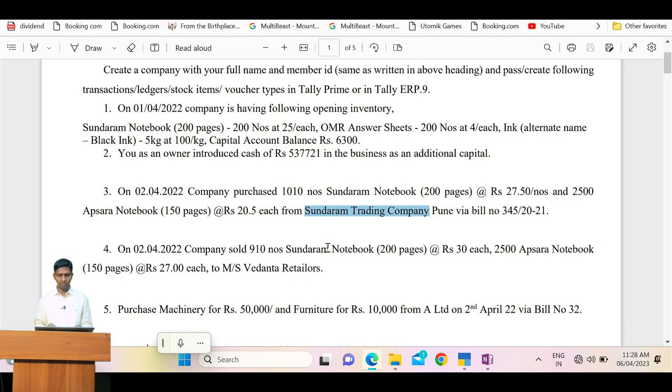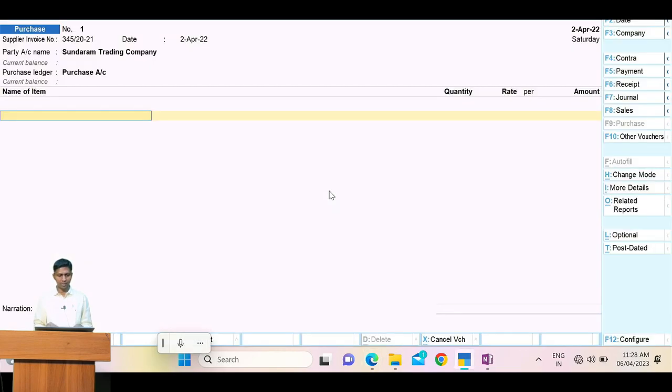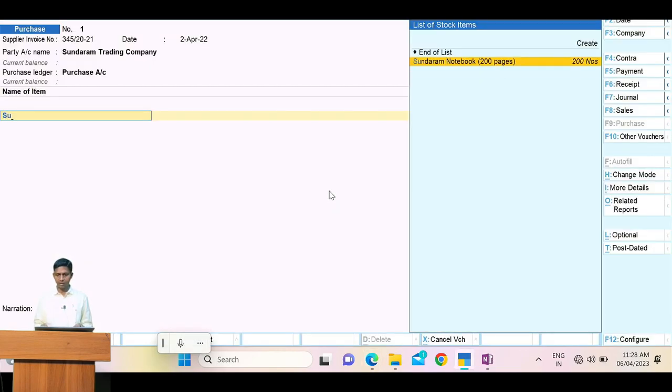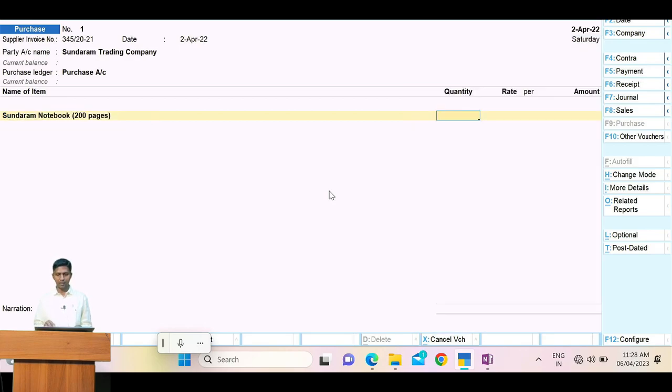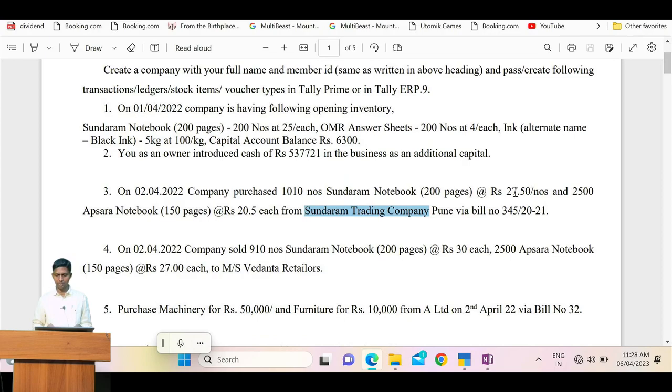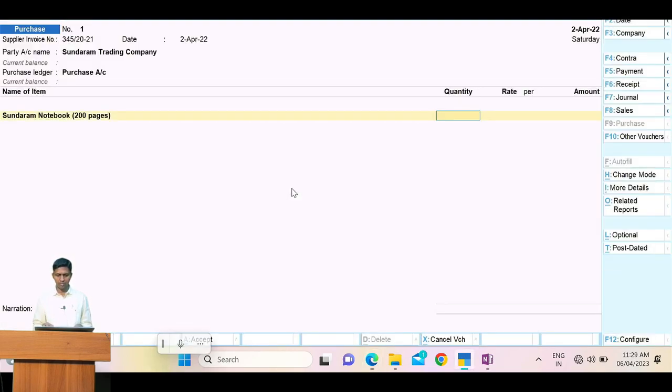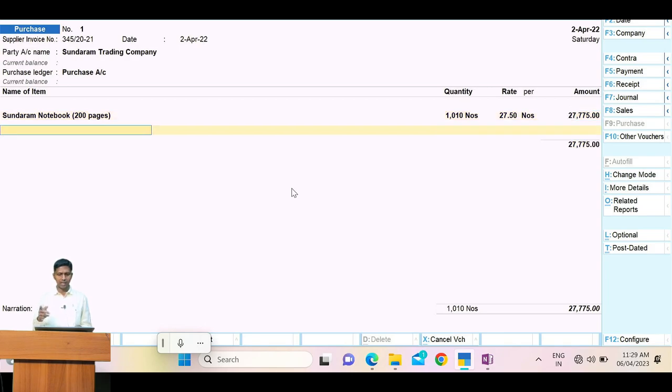And then the name of the item, whatever you have purchased, write that. Sundaram notebook, 200 pages. I think that is there in your list. Just select 200 pages. If not, then create. If it is there, no need to create. 200 pages, 1027.50. Change the rate. Tally is showing the closing rate, but we have purchased this at a different rate, therefore that rate.